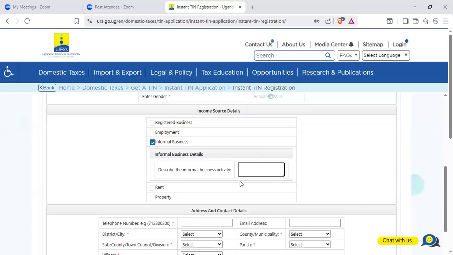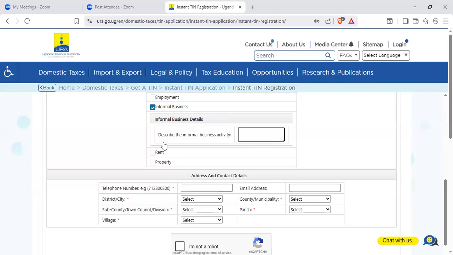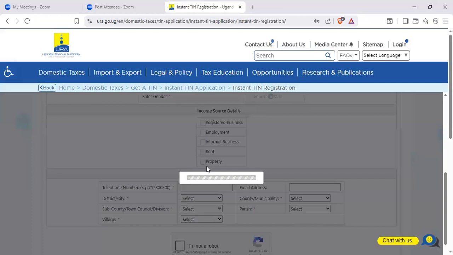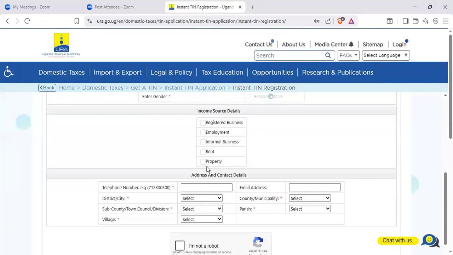Okay, what you're dealing in. If it is about rent, you tick here. If it's about property, you click here on property. Maybe you have investment somewhere. So you must select, please don't just tick anyhow. Make sure that you are accurate.